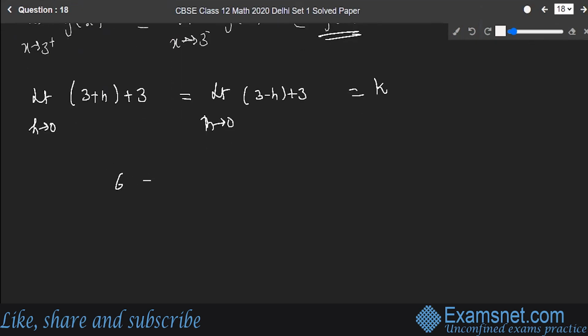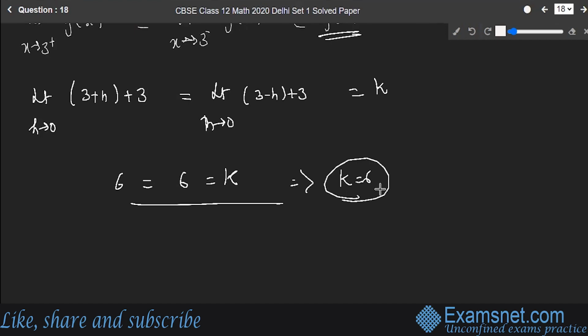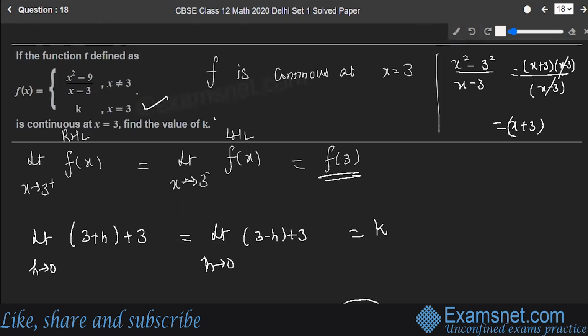So this becomes 6 is equal to 6 is equal to k. It is as simple as that. The value of k comes out to be 6. That's it. Hope you understood that. The value of k is equal to 6 and this is the answer to the question. Let's move to the next question.